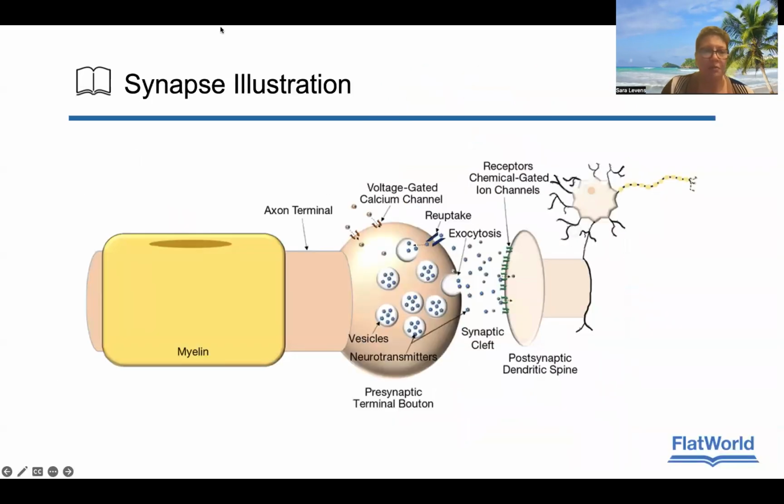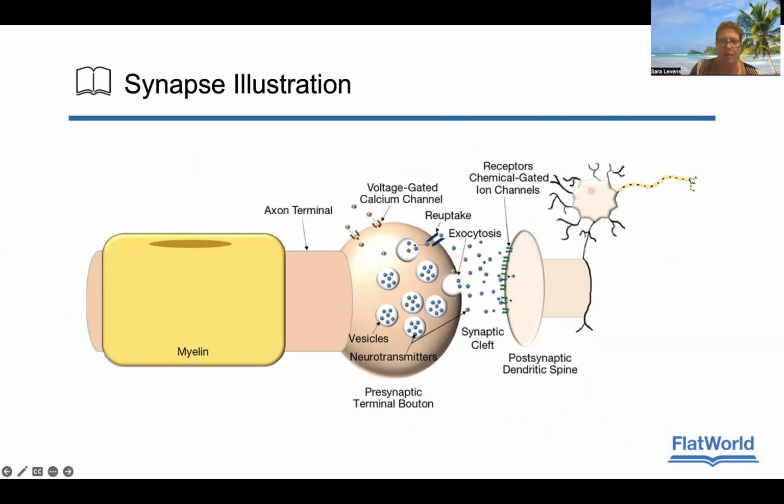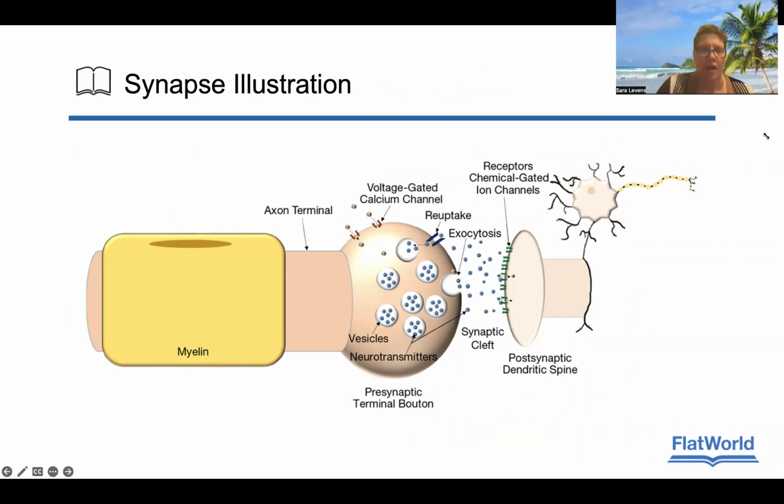All right, so I'm going to go through and give just a little bit of an illustration of this synapse. From the example that I gave, this is literally the graphical picture, the close-up microscopic picture of the synapse. So here we have the end of the axon with the myelin. Here's the axon terminal, and right here at this space is the presynaptic terminal button.